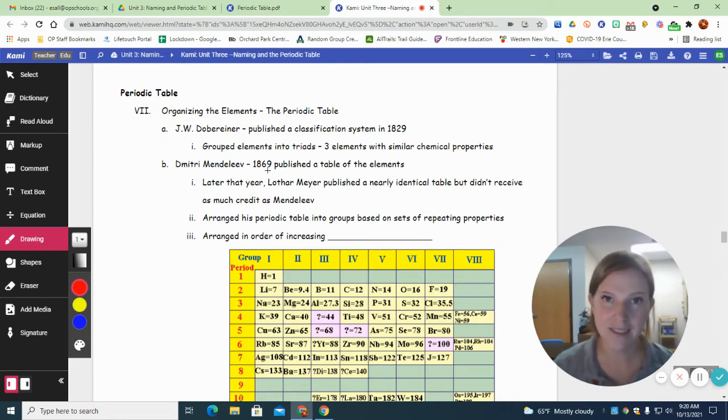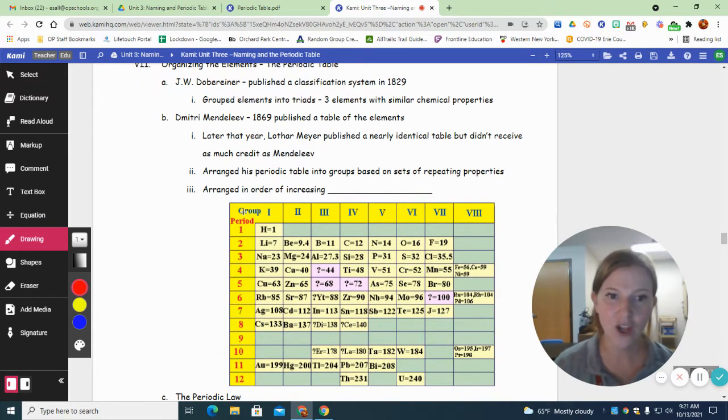In 1896, Dmitry Mendeleev was the first one to really publish a periodic table of the elements. Now, Dmitry Mendeleev was a teacher. He was trying to come up with a better way to teach his students about the elements. So what he basically did is he took index cards, and on each index card, he wrote down everything that he knew about each element. So every element had its own index card. And he started rearranging these index cards and trying to make some sort of pattern out of them. And what he settled on was a periodic table in groups based on sets of repeating properties.